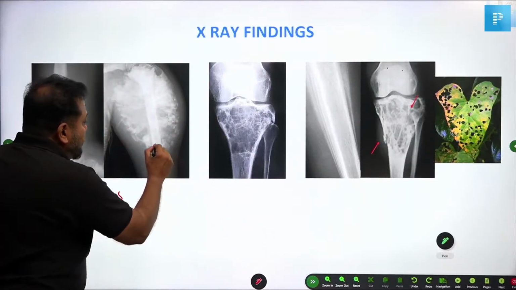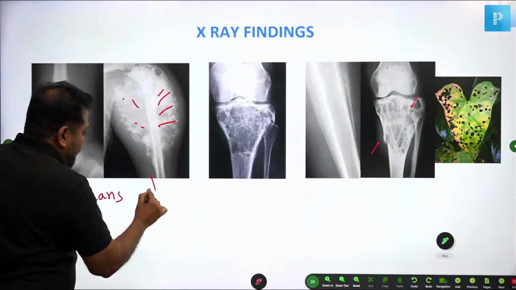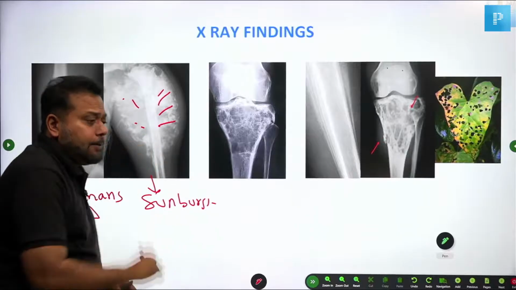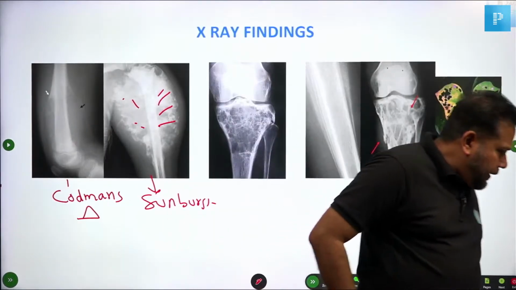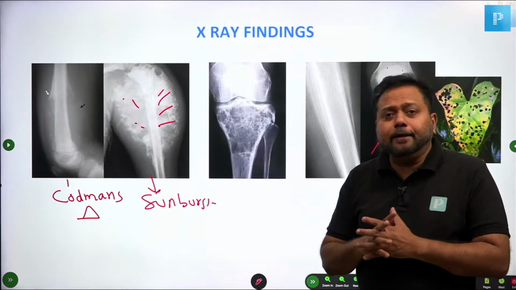You see here, one main tumor is there, and I am seeing layers like this. This is called sunburst appearance. Sunburst appearance, what is the mechanism? Very good. Okay, Deepan Das has answered. Sunburst appearance, why is the sunburst happening?